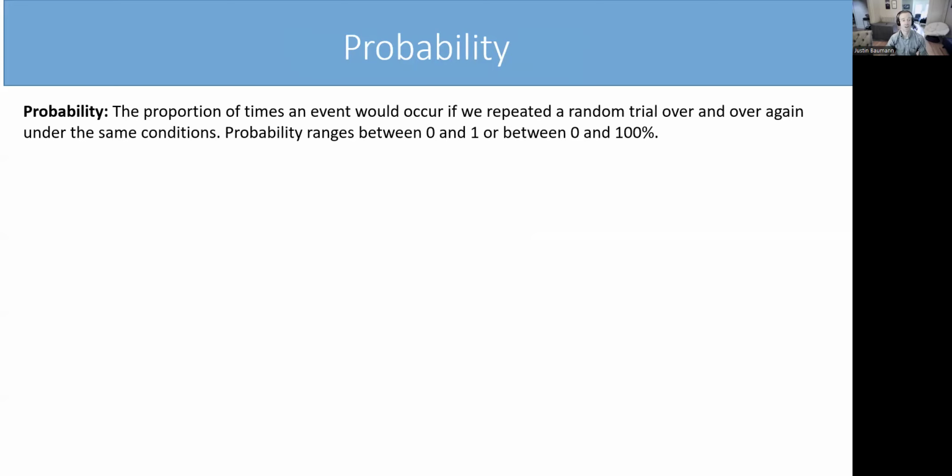Probability is defined as the proportion of times an event would occur if we repeated a random trial over and over again under the same conditions. Probability ranges between 0 and 1 or between 0 and 100%. So we think of probability in percentages or in decimals that are representing percentages. So the number of times something would happen if we took a bunch of samples over and over again, or did a bunch of trials over and over again under the same conditions. So like we flip a coin 100 times, what's the probability of heads? That kind of thing.